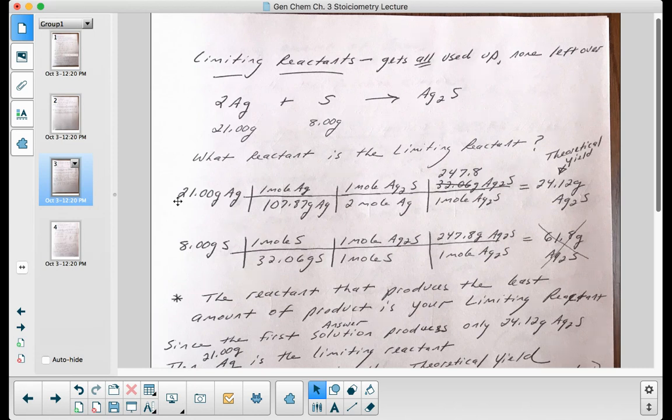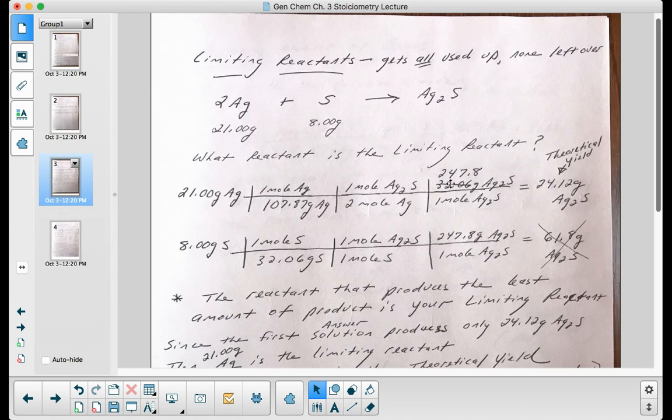So really what you do is you run the stoichiometry, the dimensional analysis, for both amounts of the reactants, the same way that I did in the last segment. In this one, I take my 21 grams of silver. I use my molar mass set up this way so that the grams above the dividing line cancel grams below. Then I look at the mole ratio between my silver and my product, my silver sulfide, and it's a 1 mole to 2 mole ratio.